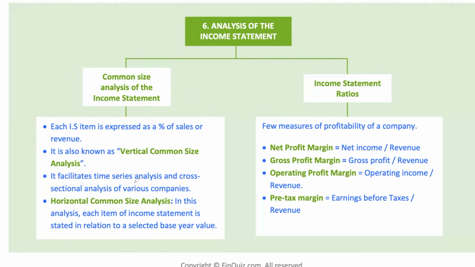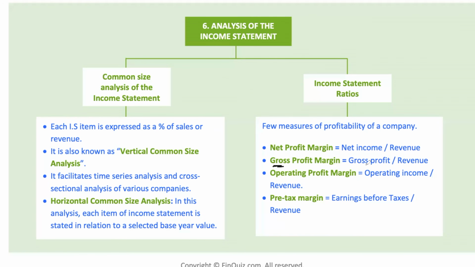Now let's talk about income statement ratios. Some important ratios include net profit margin. This ratio measures how much of each dollar of revenue turns into profit. A higher net profit margin indicates better profitability.